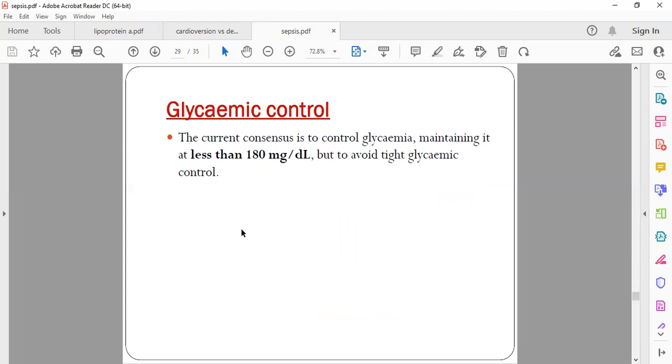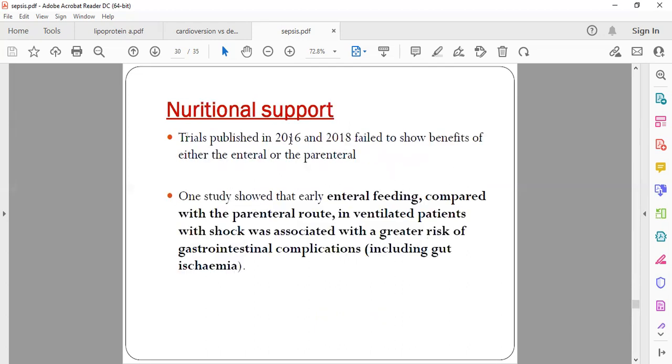So what is the target sugar we have to maintain? Less than 180. They have seen that maintaining tight glycemic control hasn't shown to be of much benefit, but has increased the risk of hypoglycemia. So the target should be to maintain sugars less than 180 for better infection control.